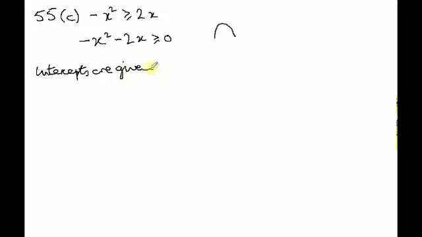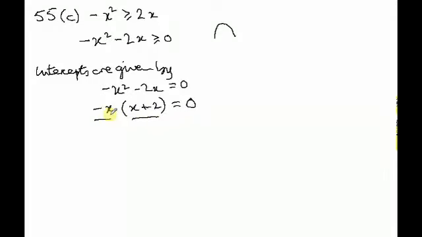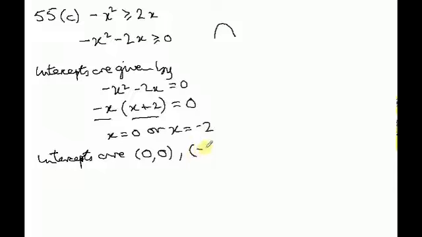The intercepts are given by that expression being equal to 0. And now I factorize that to find the different values of x. Minus x outside the bracket, then x plus 2 inside. Let's just check. Minus x times x is minus x squared. Minus x times plus 2 is minus 2x. So that equals 0. And if something times something equals 0, either the first factor is 0 or the second factor is 0. So in the first case, x is 0. Or in the second case, x would have to be minus 2. So those are my two intercepts. 0, 0, and negative 2, 0.